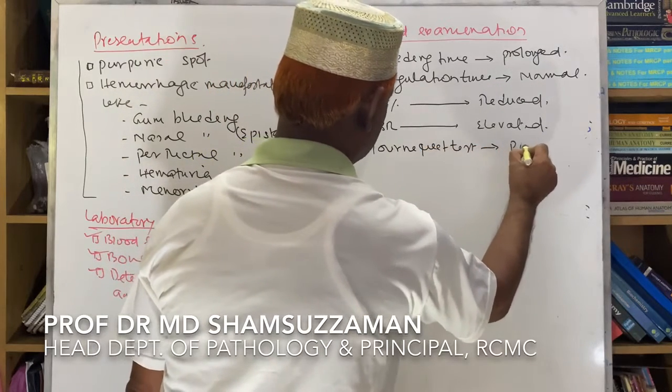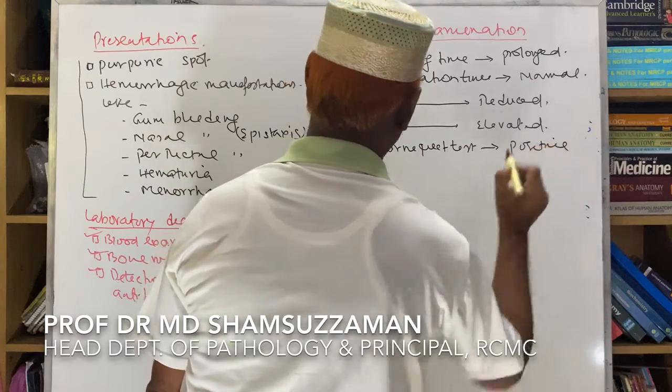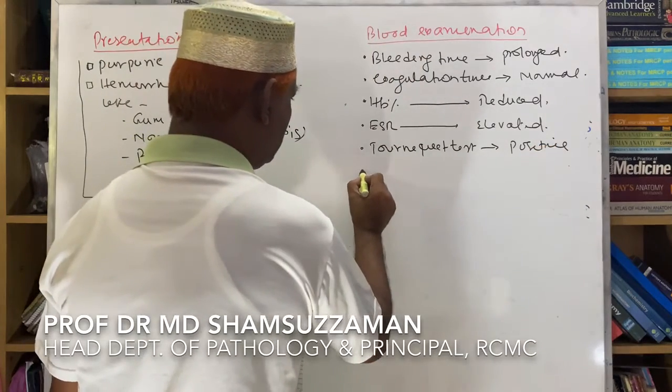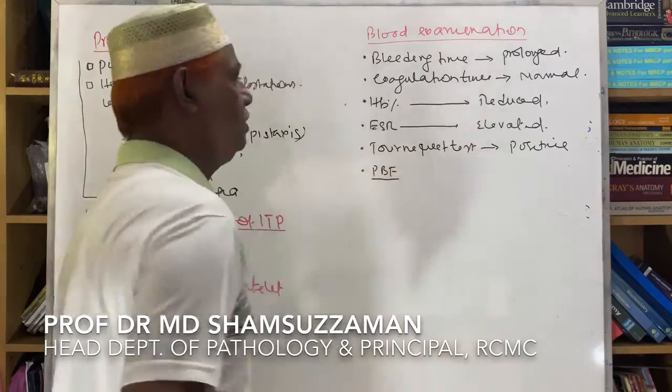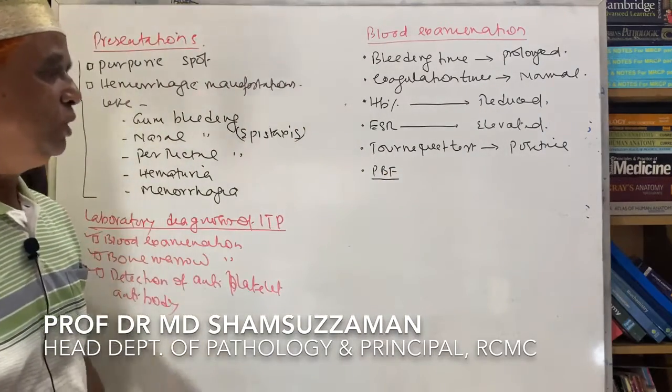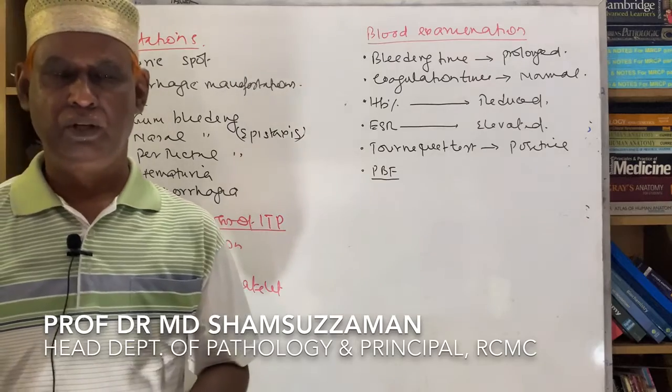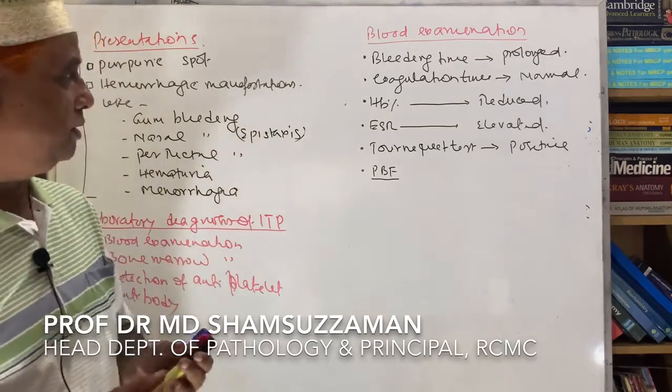It will be positive. Then we have to do peripheral blood film. You know, in peripheral blood film we search for RBC, WBC and platelet.